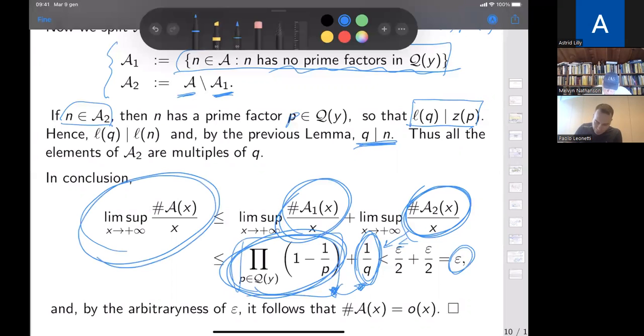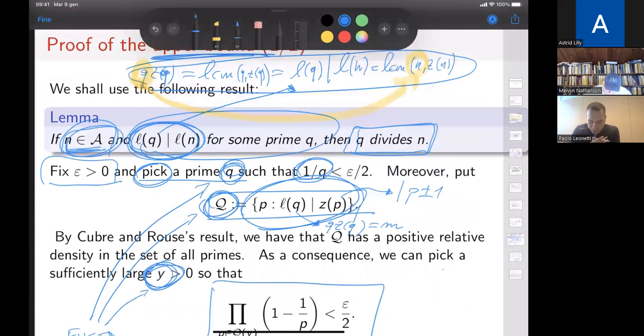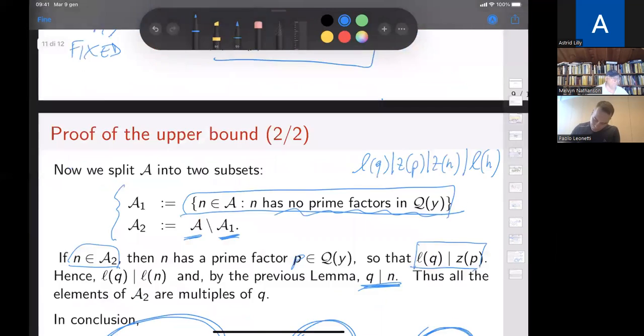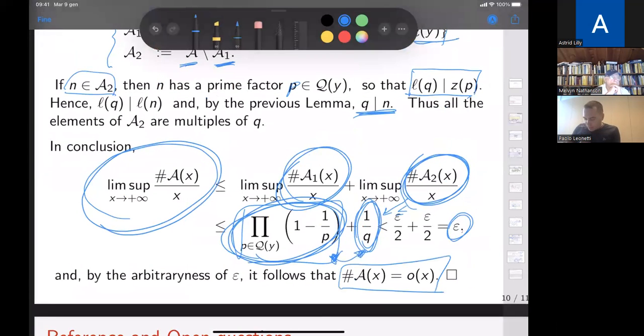Now we go back to the beginning, and we know that epsilon was fixed at the beginning, but it was arbitrary. So the conclusion is that the asymptotic density of A is equal to 0. And this proves the upper bound, that the cardinality of A up to x is small o of x.